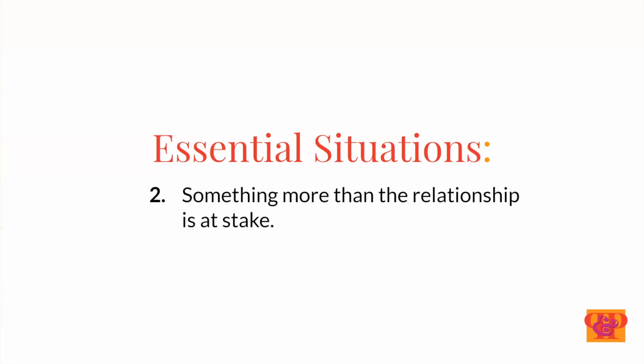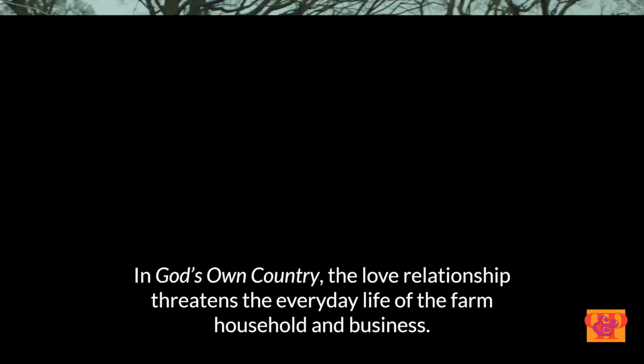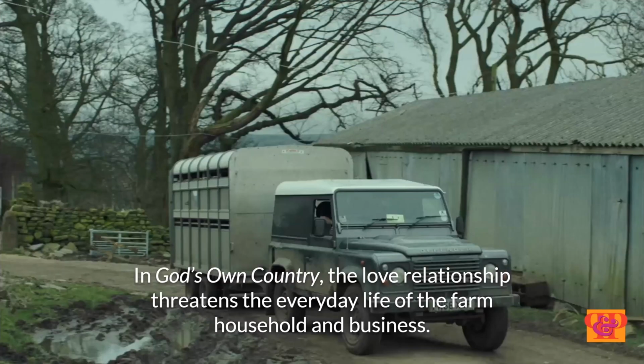Second, something more than the love relationship must be at stake. Some external need drives the actions of one partner or another. For example, other commitments, financial loss or gain, or family considerations. In God's Own Country, the love relationship threatens the everyday life of the farm household and business.